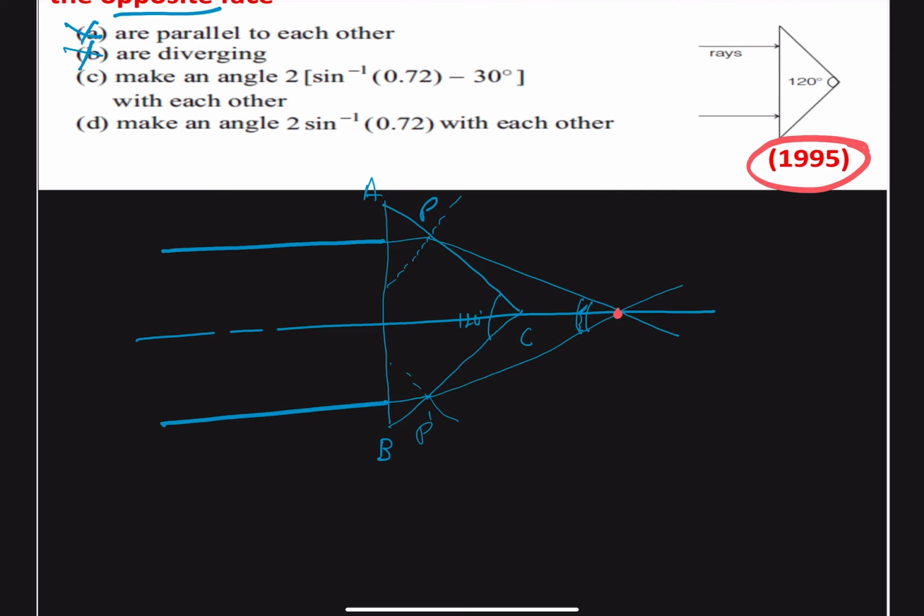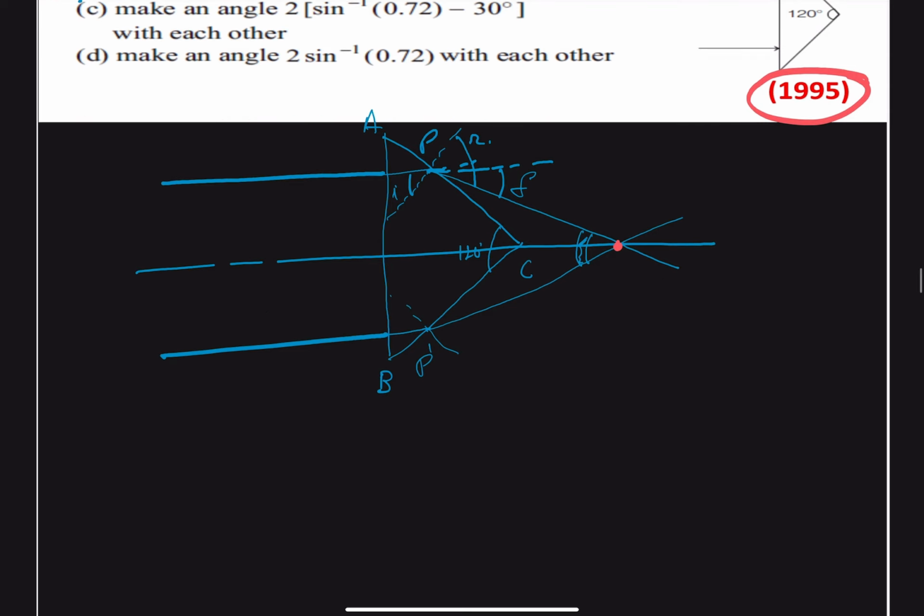So this will be our angle of incidence, and this will be our angle of refraction, and we can also draw the deviation. This will be our R, and the ray will be coming almost parallel, so this will be our deviation angle, that is our delta. Similarly, we can draw on the other side also, and this will be our delta.